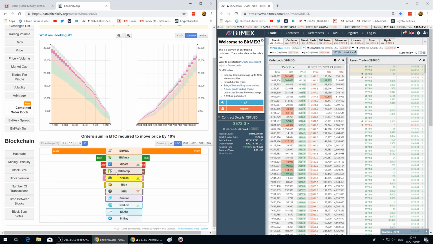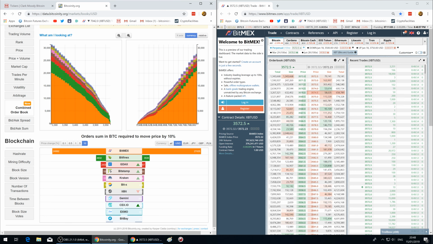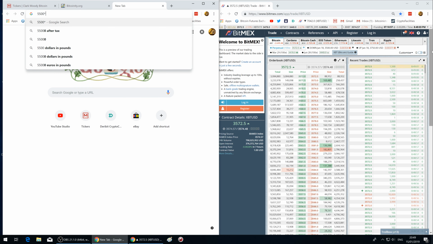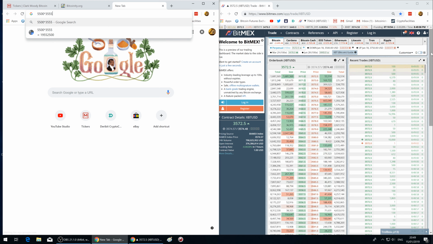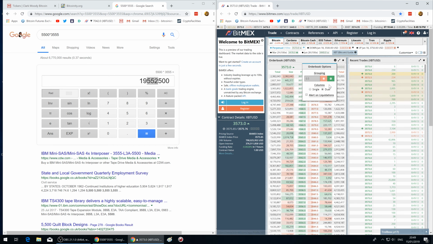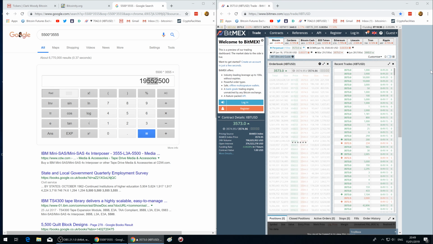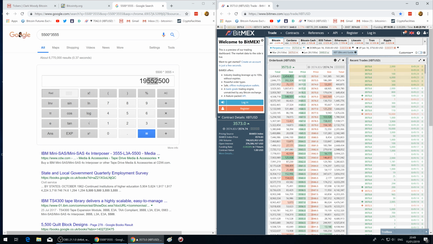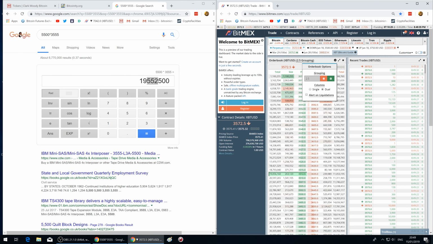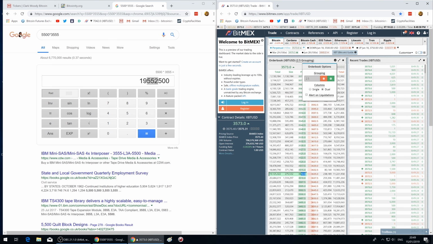So 5,500 coins brings the price down 10%, while here 5,500 coins, that is 19 million. So let's see where 19 million brings us. So that was 10%. That would be going, price going down to 3.2k. While here, selling 19 million would move the price to 3,512. So that's less than 2%.